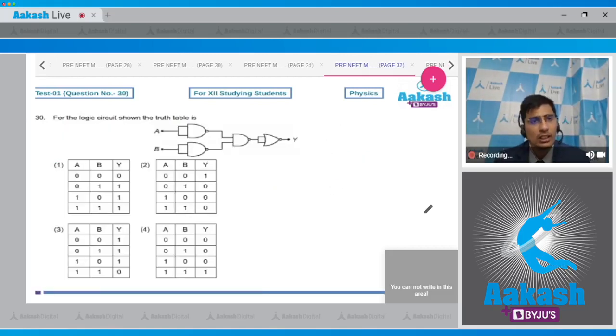In question 30, a logic gate circuit is given to us and we have to write down the truth table. So there are 3 NAND gates and there is one NOR gate. The Boolean expression y can be written as (A bar dot B bar) whole bar, and this will be equal to A plus B bar. So this is effectively a NOR gate.